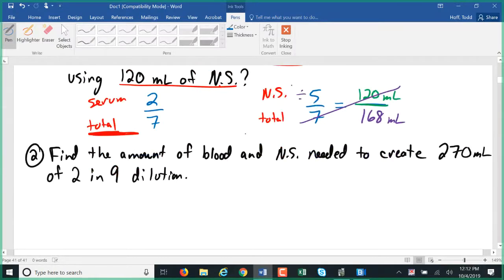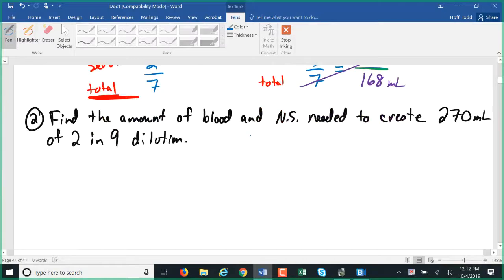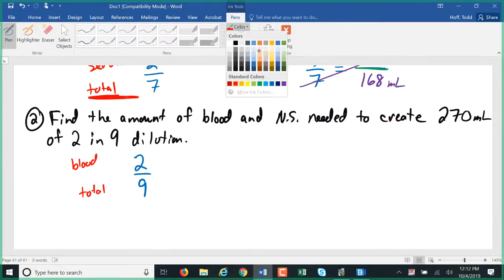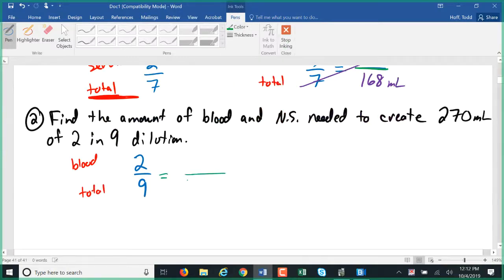Number 2, find the amount of blood and NS needed to create 270 milliliters of a 2-in-9 dilution. 2-in-9, remember the 2 is the serum, in this case blood. 9 is total. Creating 270 milliliters. Find the amount of blood needed, we'll cross multiply and divide. 2 times 270 divided by 9 is 60 milliliters.